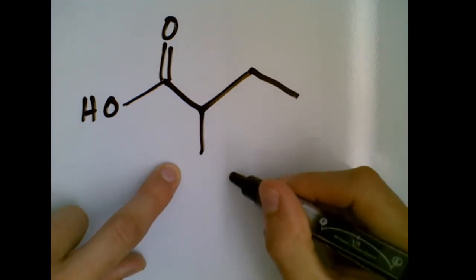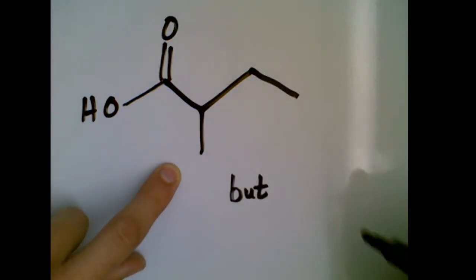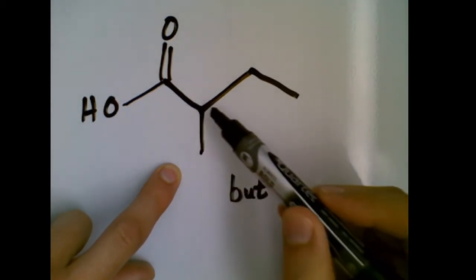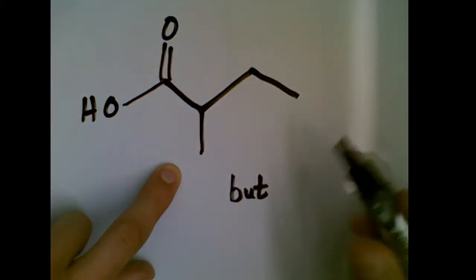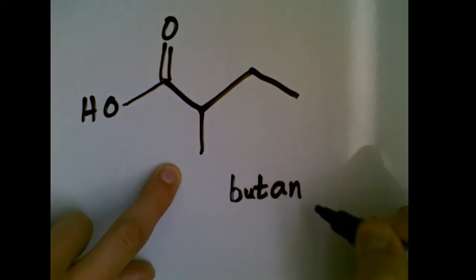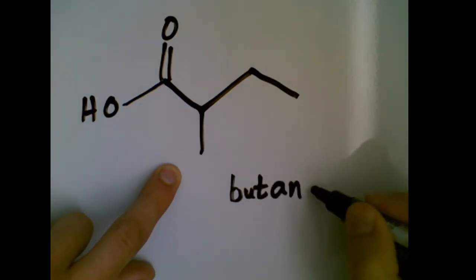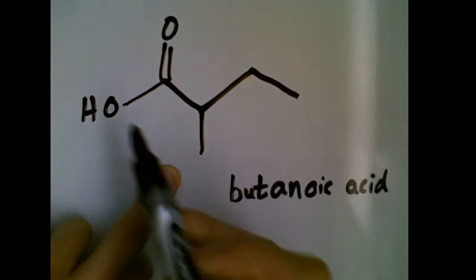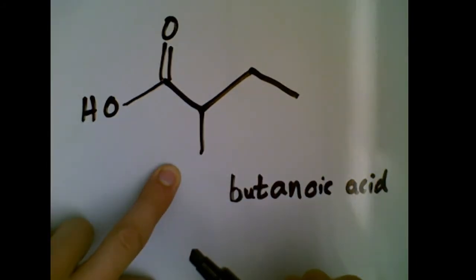That means I'm going to use but- as the main parent chain's name. I also only have single bonds connecting all of those carbons. So I'm going to go -an-, so butane, -oic acid to represent that it has that carboxylic acid group.